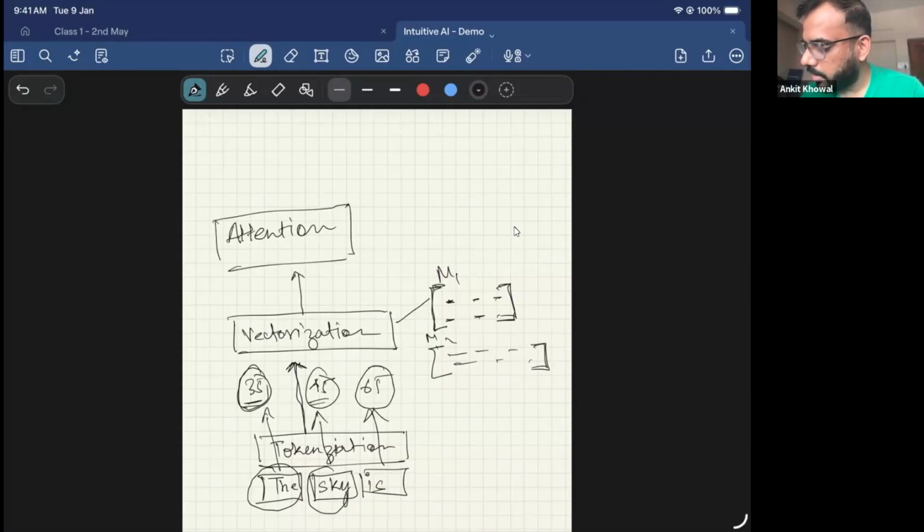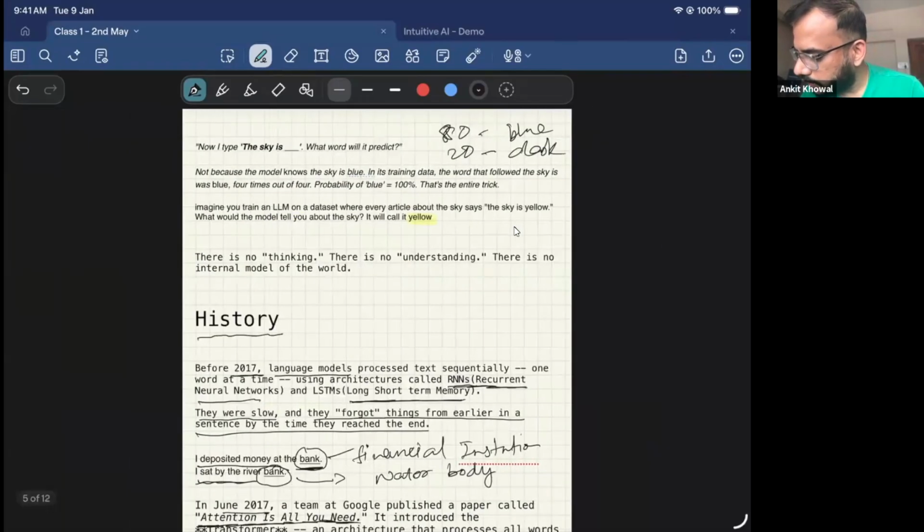Like I said in the previous slides, to understand this: I deposited money at the bank. I sat by the river bank. How do I understand what is bank? I have to look at these previous words to understand the context of bank.